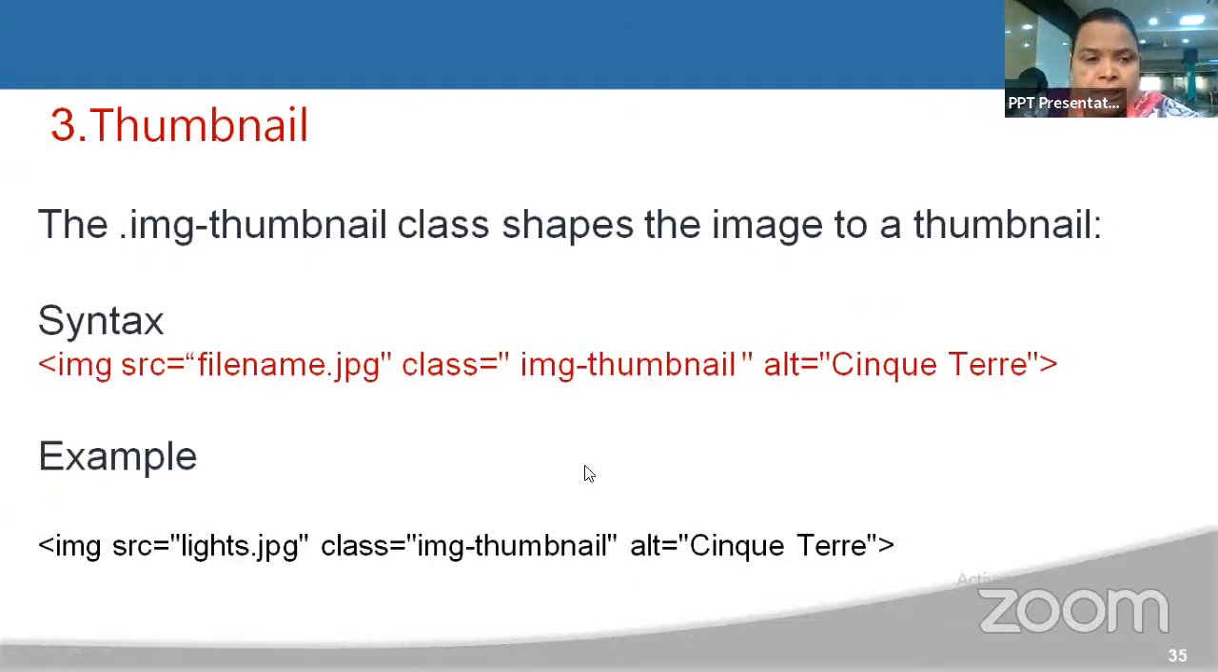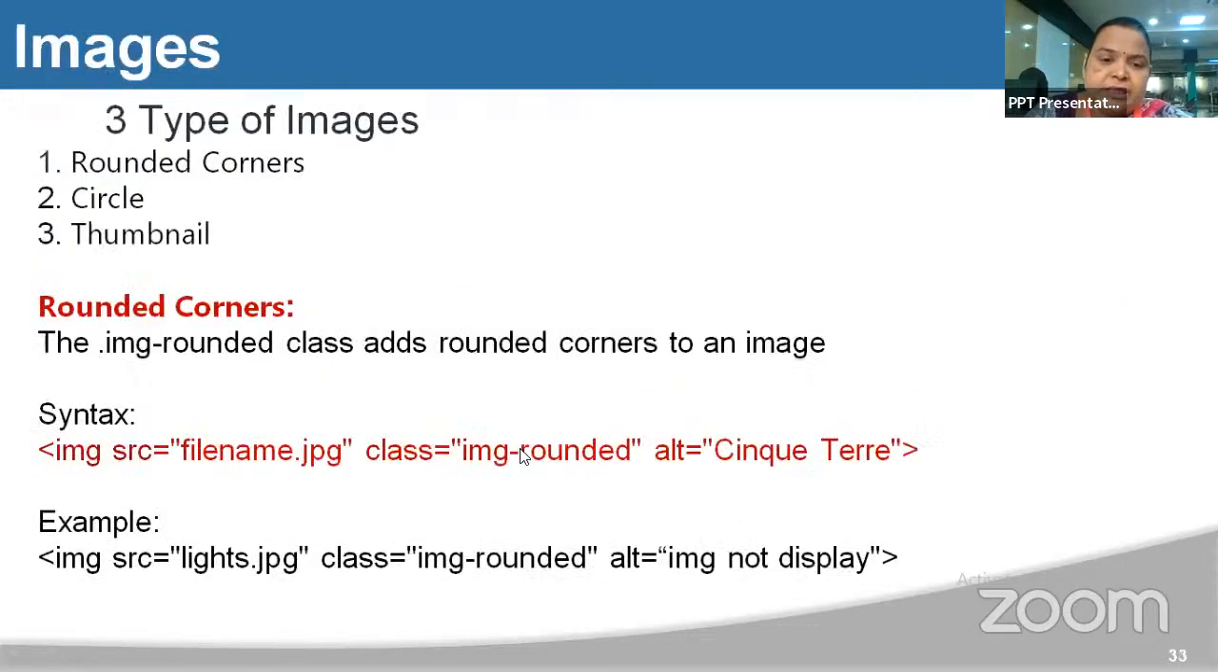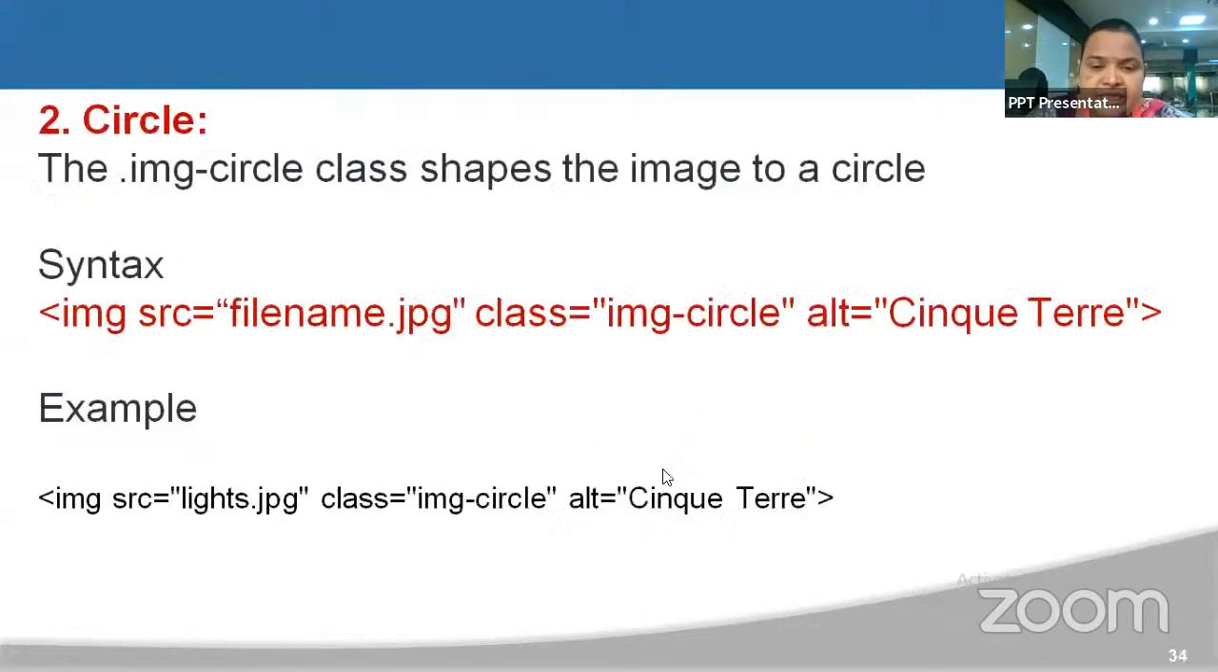Okay, and then this is the syntax, this is the example. Now remember all of you, here the class name is the important thing: image-rounded, then the second one is image-circle, and then the third one is image-thumbnail. The rounded one is nothing but the rounded corner. And then how to display the images, these three.